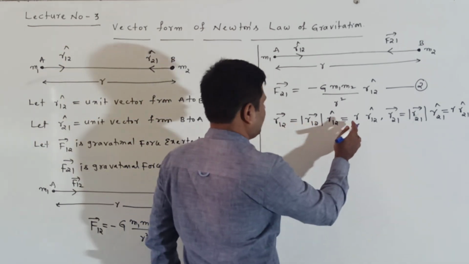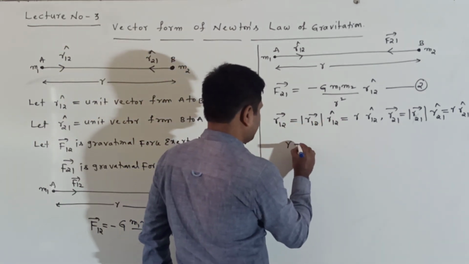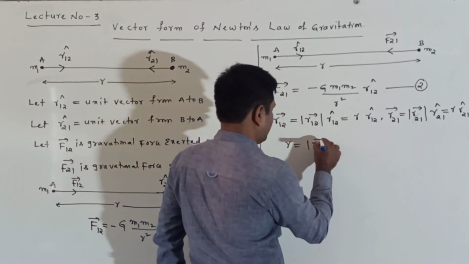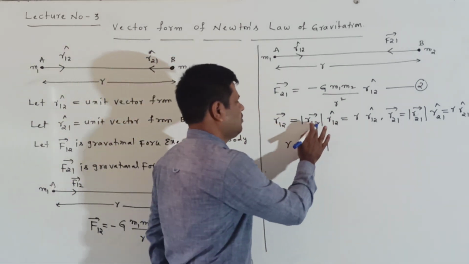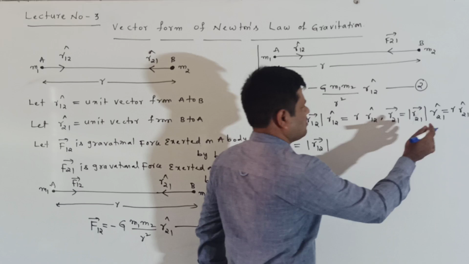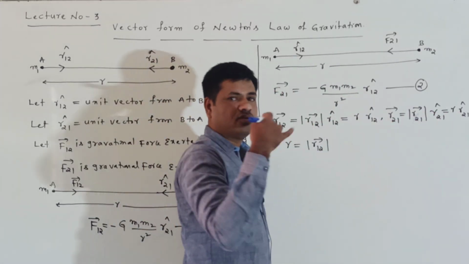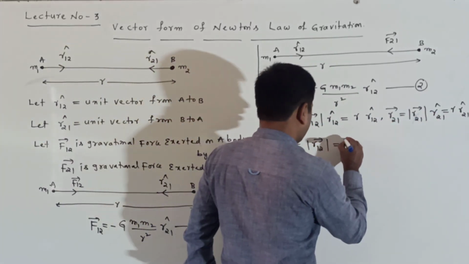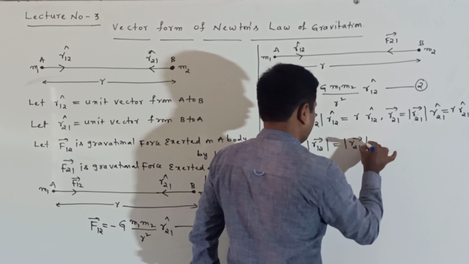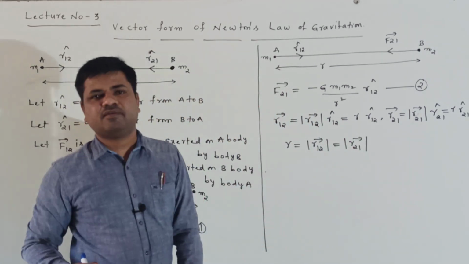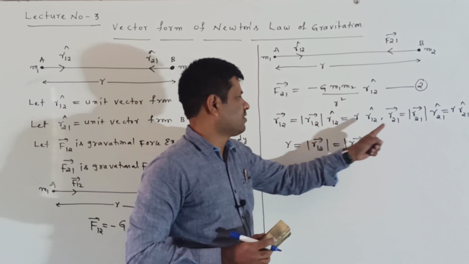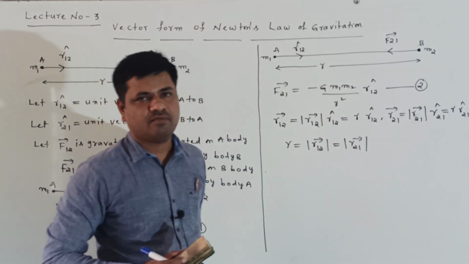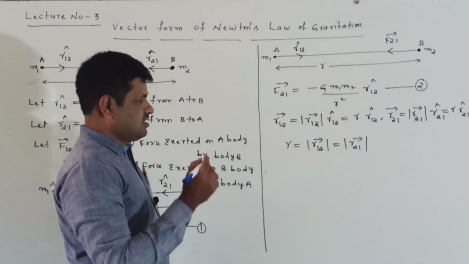So from this we can write R is equal to mod R12 bar. Next, R is equal to mod R21 bar. Understanding up to this point is very important. Here R is equal to mod R12 bar, and here R is equal to mod R21 bar. This is what we have written.